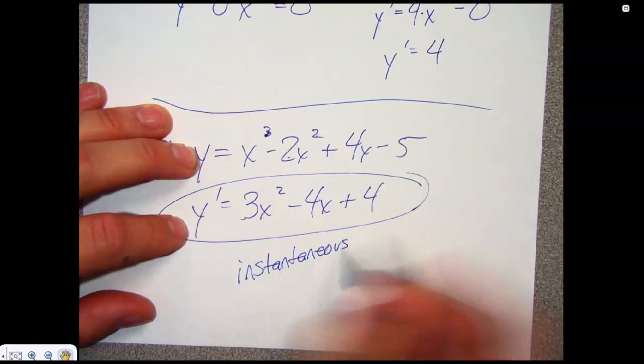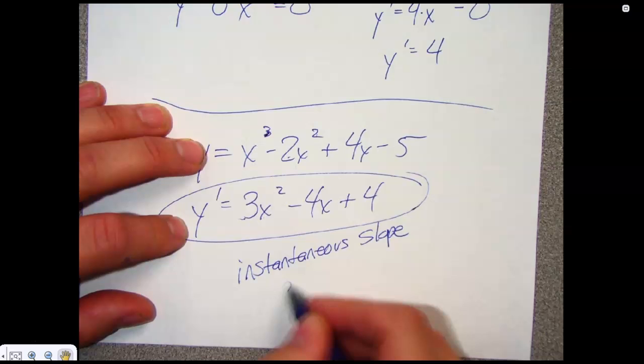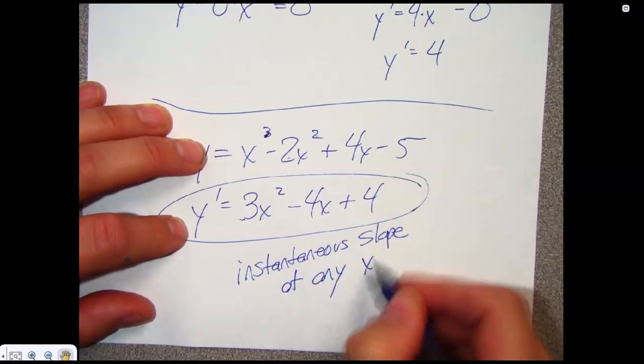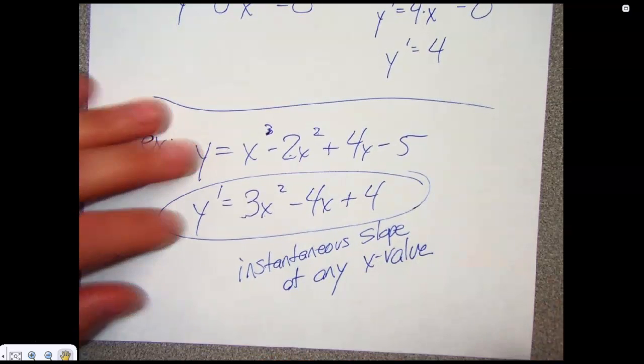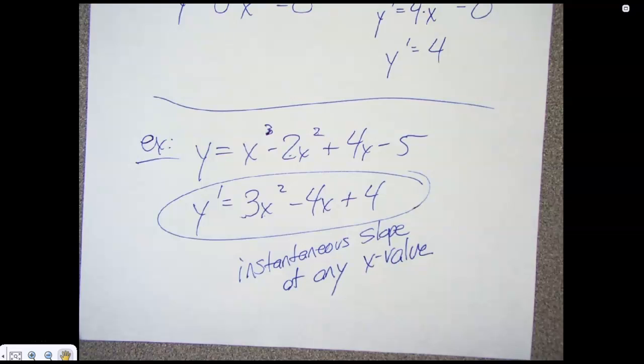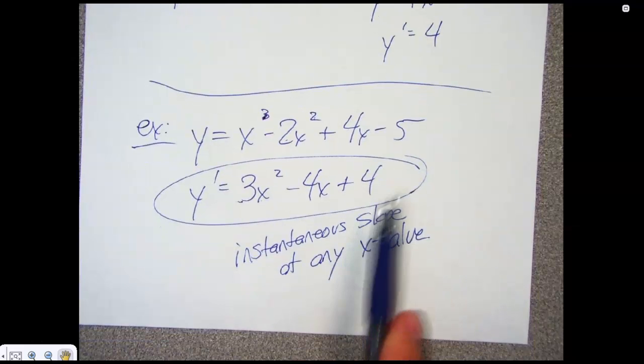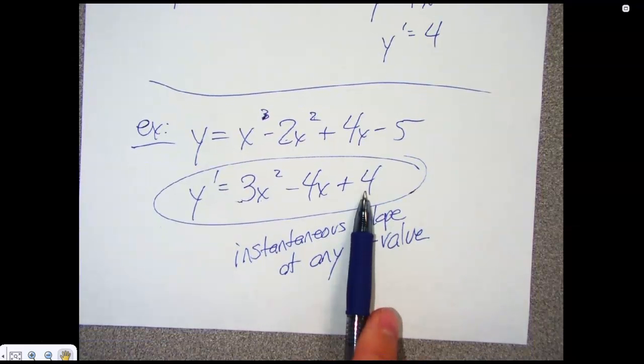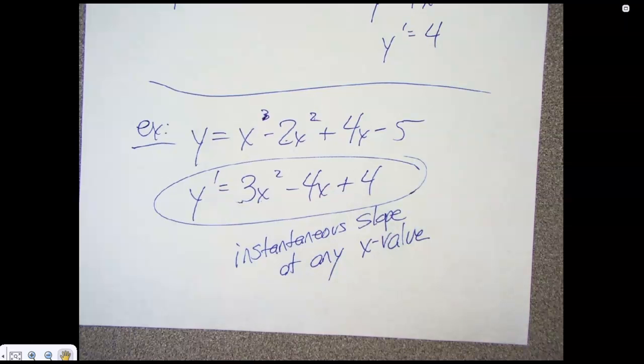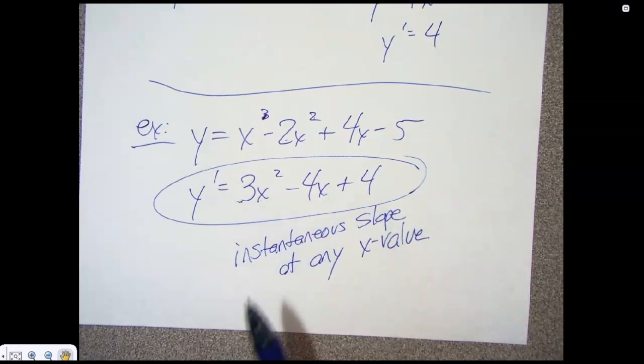Instantaneous slope at any x value. So what's the slope of the original equation at x equals 0? Stick 0 in here. You would know that the slope is 4. What's the slope when x is 1? You plug 1 in here, you know the slope is 1. And it changes depending on the x value.